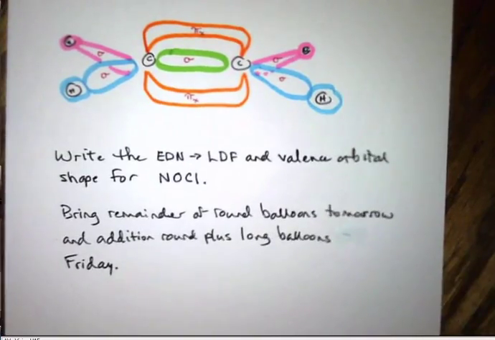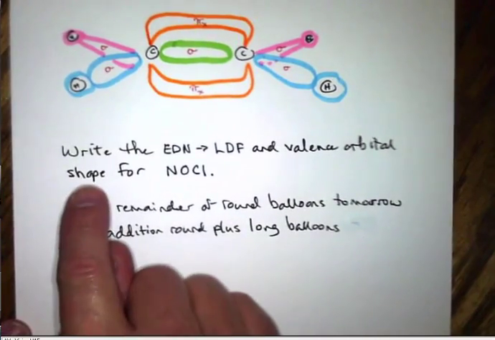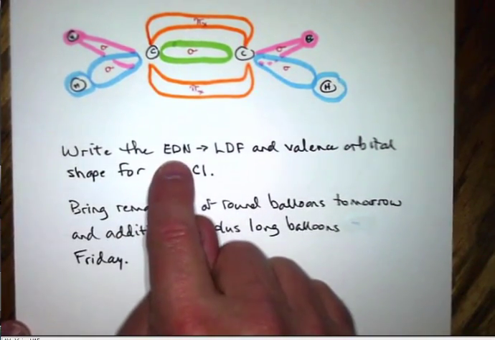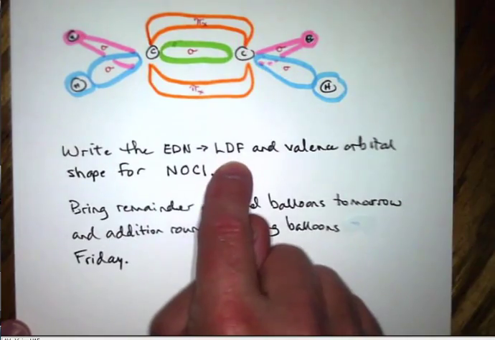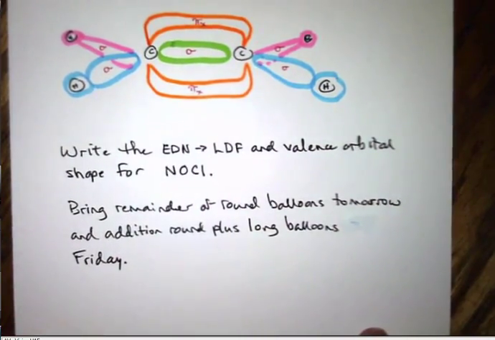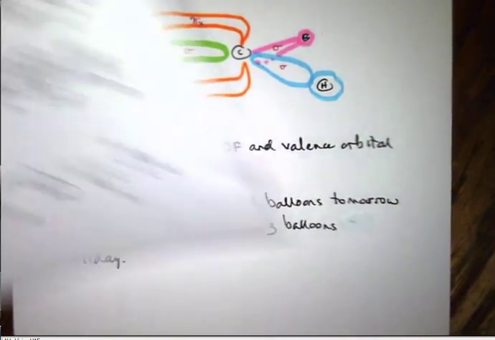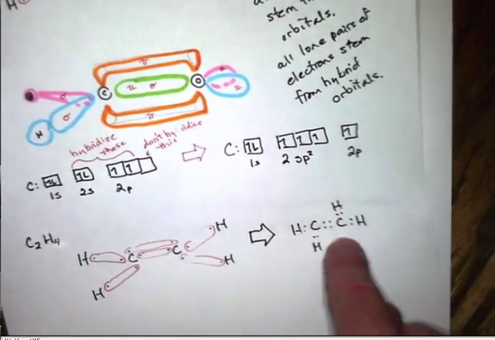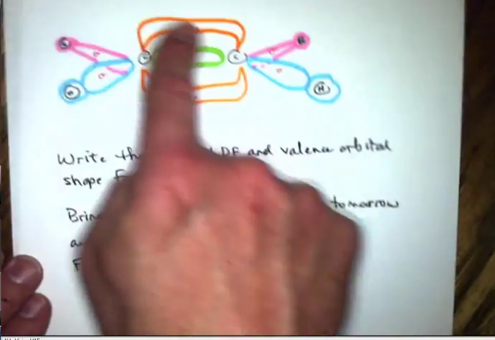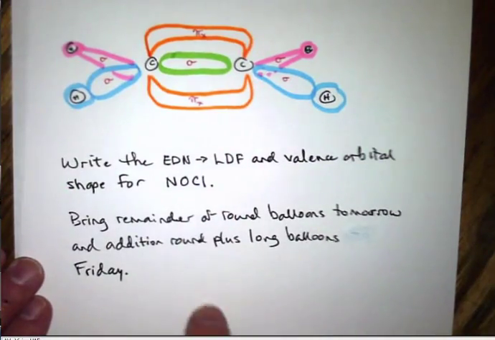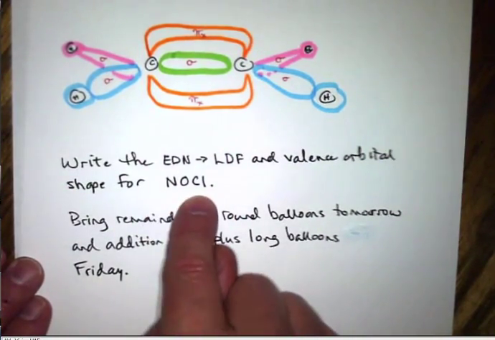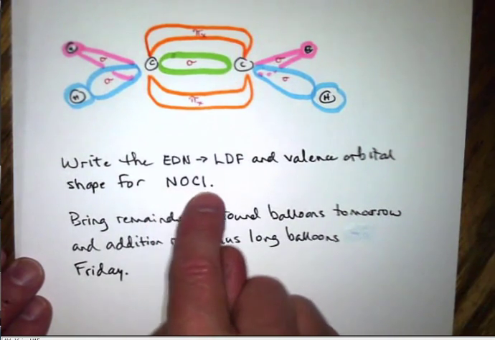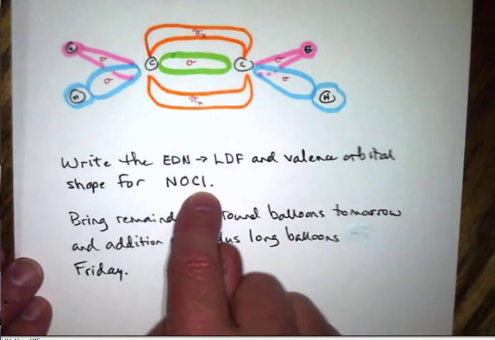Okay? So our homework then is to write the electron dot notation to Lewis dot formula. The same stuff we've been doing in here today. All right, so electron dot formula to sharing arrangement to Lewis dot formula, and then also the shape, the valence orbital shape for this molecule, nitrogen, oxygen, and chlorine. Please don't think that that's a carbon and an iodine, okay? This is chlorine, all right?